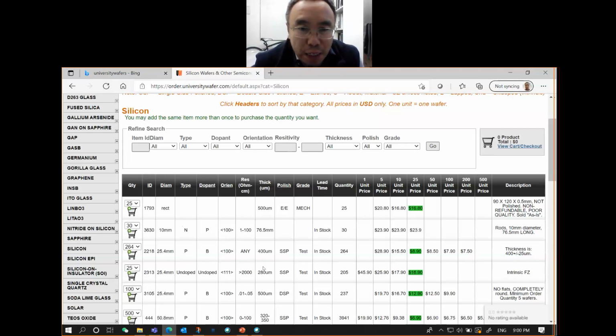Then the wafer thickness. This is the polish. This is what is called single side polish, and this is called double side polish, which means both sides of the wafer are polished.